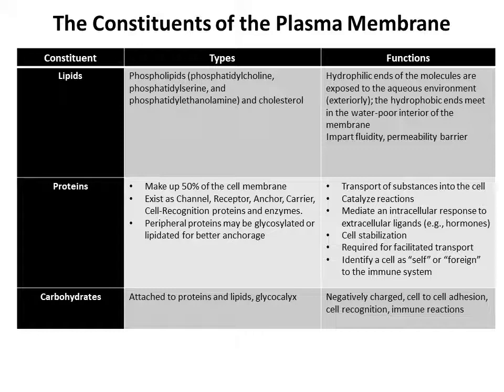Carbohydrates. What are the types of carbohydrates? Carbohydrates are usually associated with proteins, and to some extent lipids as well, and they also form the glycocalyx. Because carbohydrates are present in the periphery of the plasma membrane, together they can form a structure which is known as the glycocalyx. What does this glycocalyx do? It imparts a negatively charged surface to the cell, and it can help in cell to cell adhesion, cell recognition, and certain immune reactions.